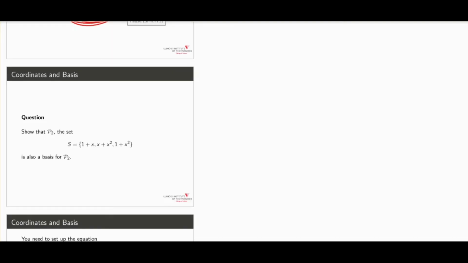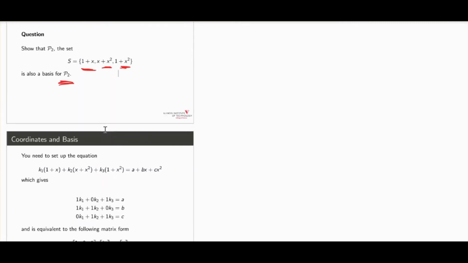All right, welcome back. So how do you show that this is also a basis for P2? Well, follow the definitions. 70% of the time in this course, when you have to solve problems, you just follow the definitions. There are two things that we need to show. We need to show that these three vectors here span P2, okay? And then we want to show that these three vectors are also linearly independent.